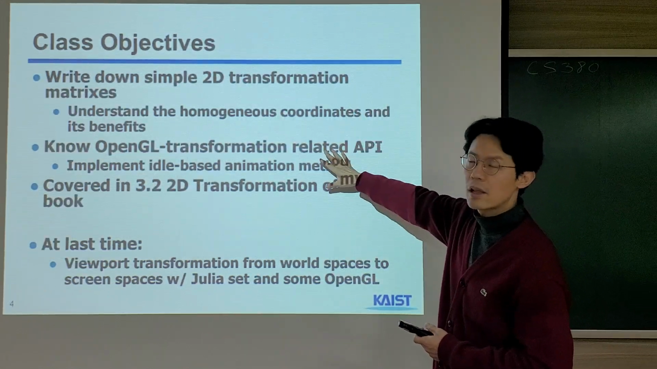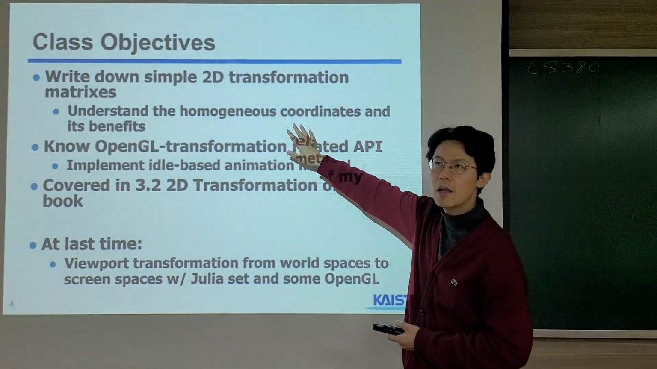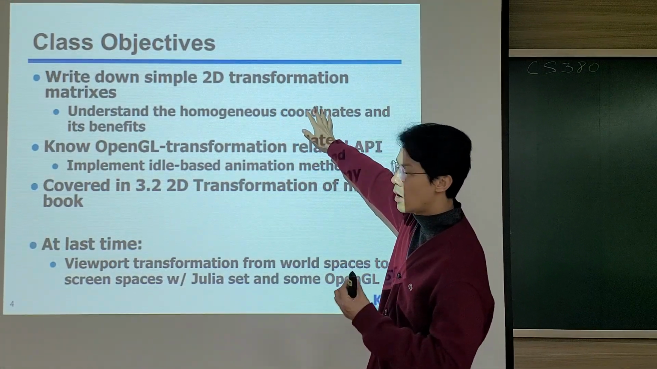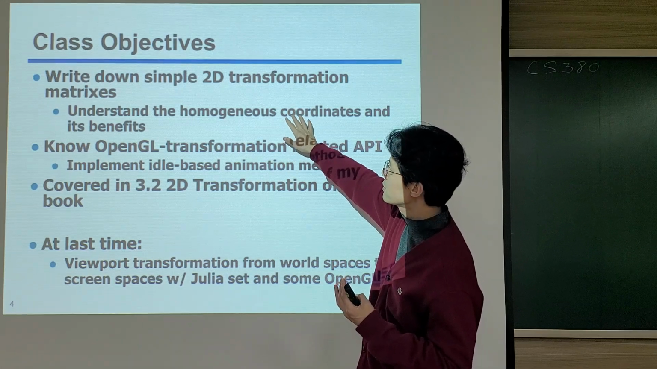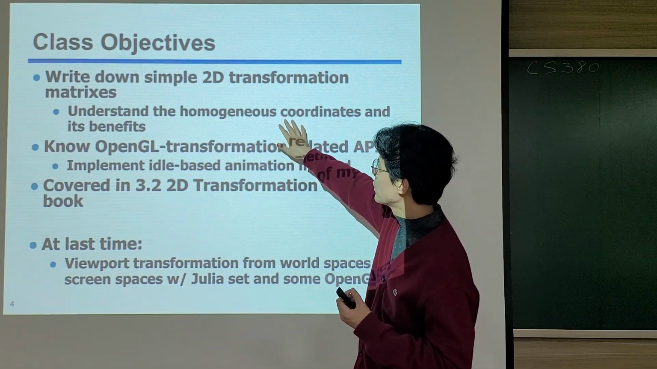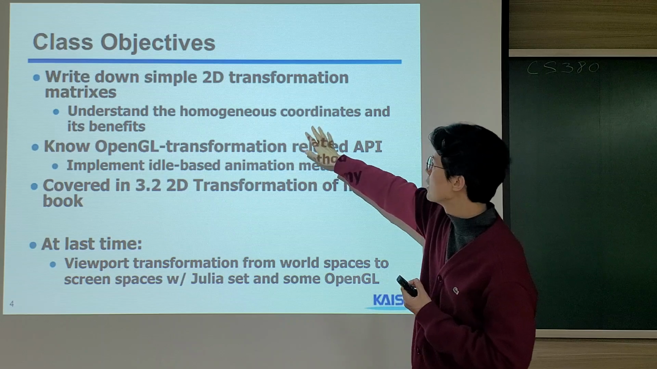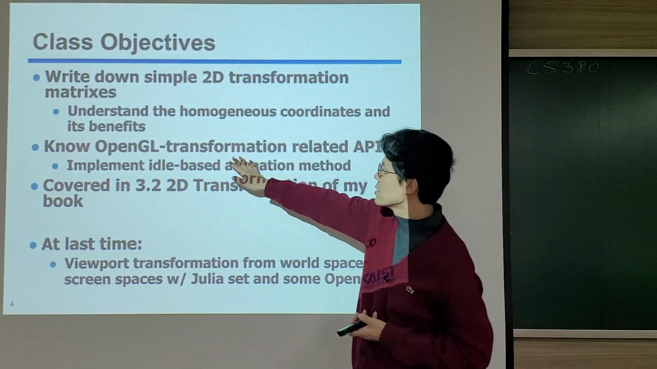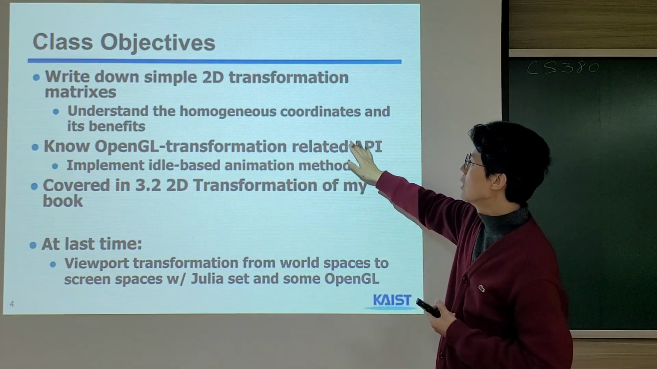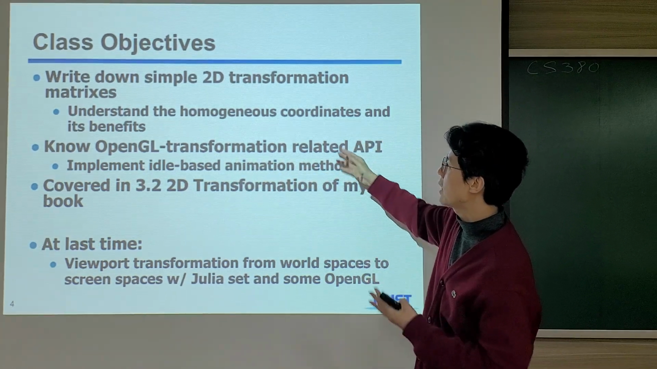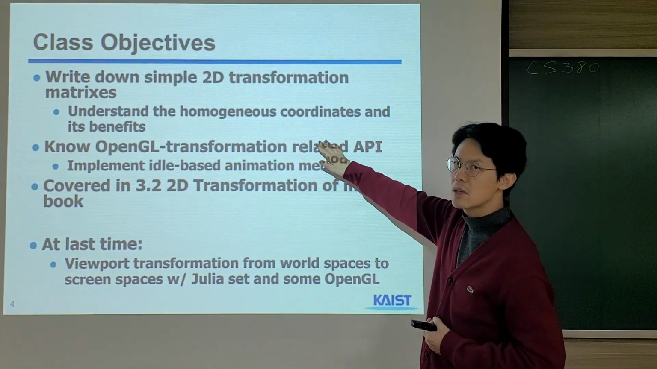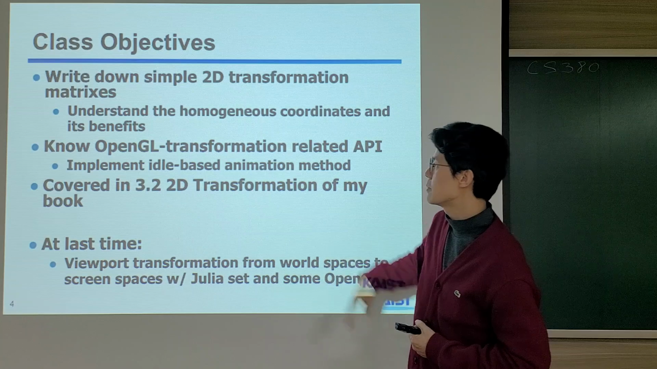And these are today's class objectives. I hope that by the end of this lecture you can write down simple 2D transformations. One of the key messages here is that we can use homogeneous coordinates, and you need to understand their benefit. Then we'll talk about OpenGL-related transformations and how we can use the OpenGL API to perform them. I will also talk about the example of a simple idle-based animation.